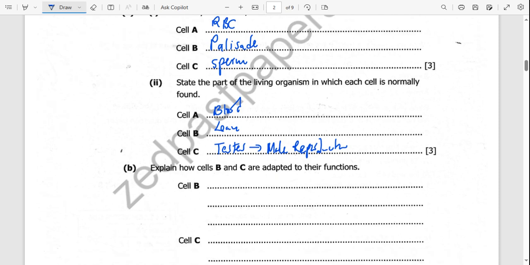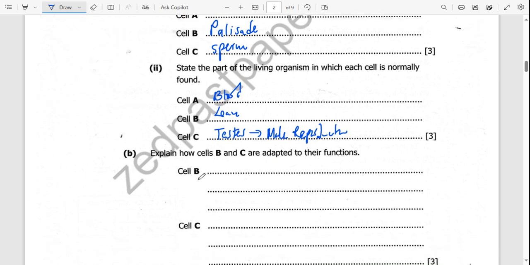Explain how cell B and C are adapted to their function. How does B, the palisade cell, do its function? It has got abundant chloroplasts. And the importance of that is the chloroplast contains chlorophyll, which is going to be necessary in photosynthesis. Another thing is that they are longer vertically than horizontally. What is the importance of this adaptation? It allows the chloroplasts to move up and down when light intensity is changing.